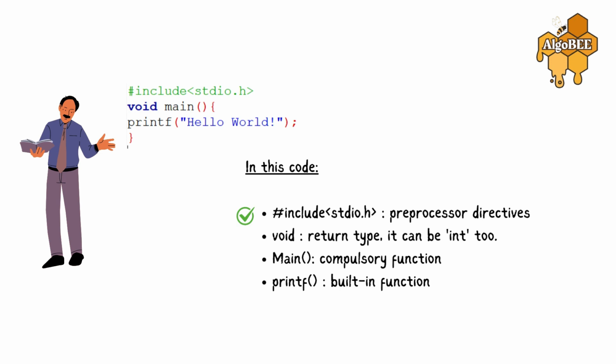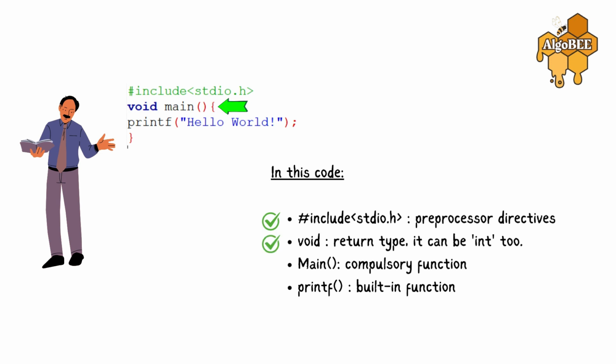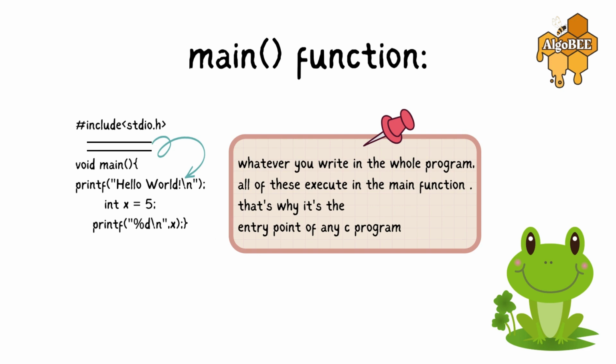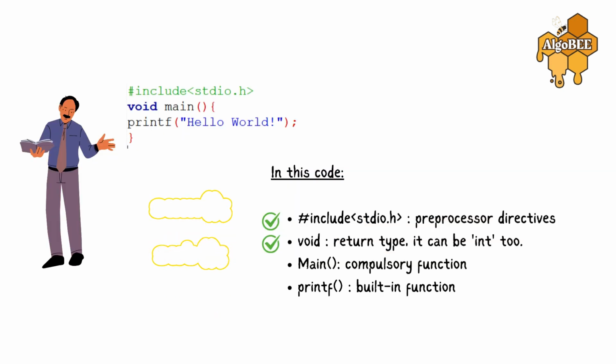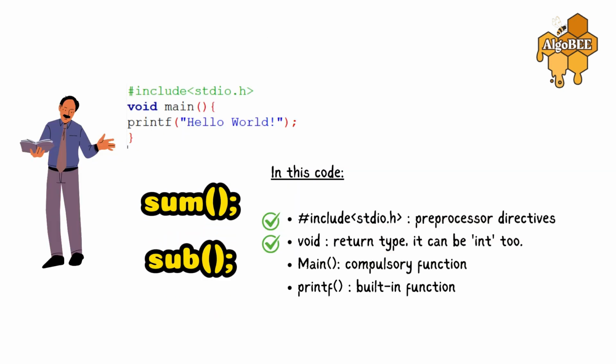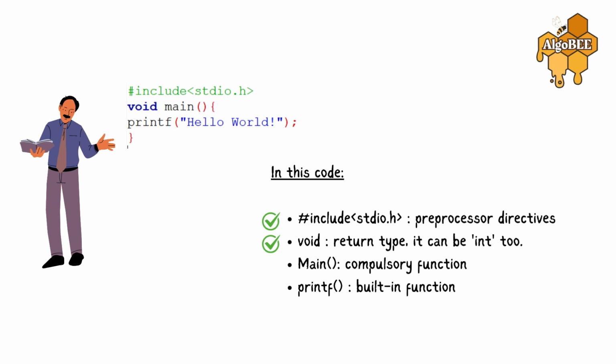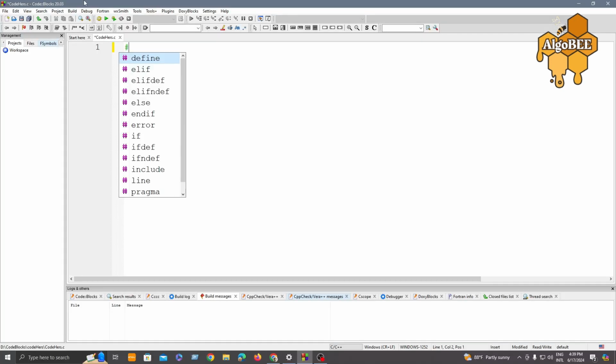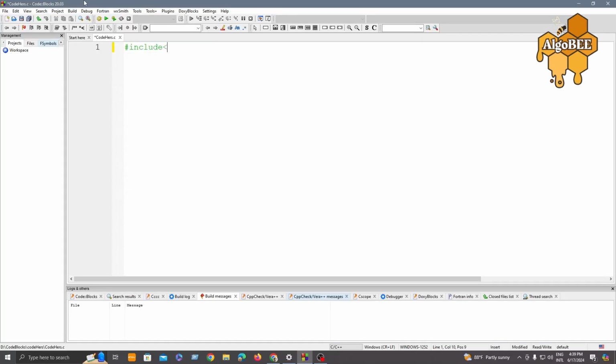Now we are talking about the main function. The main function is the entry point of the C program. It's where program execution starts. When you see something with parentheses like sum(), sub(), etc., these are all functions. We have placed our comments in the curly braces.